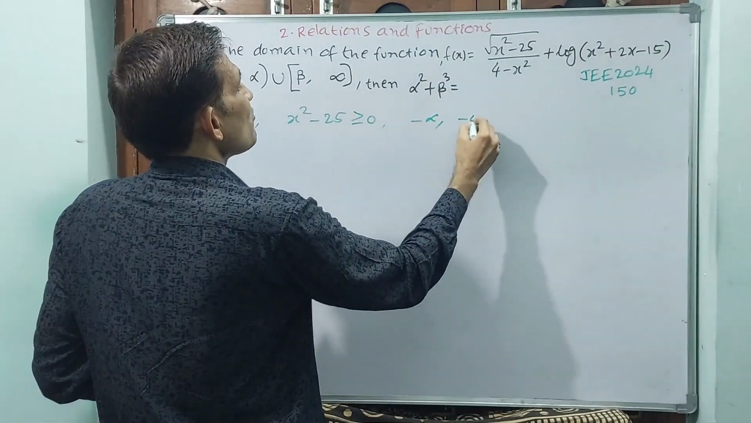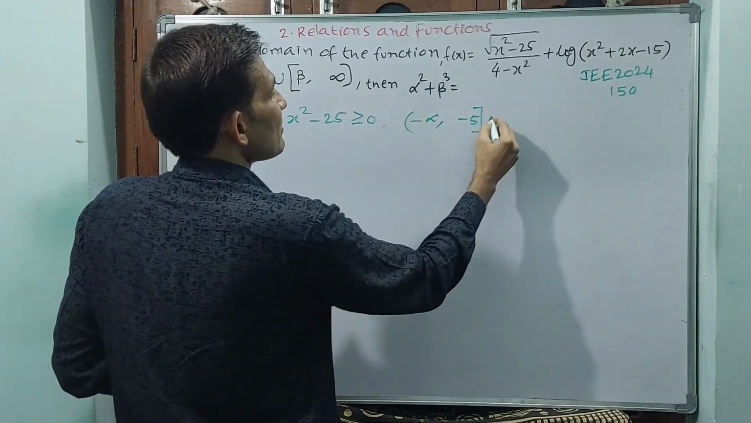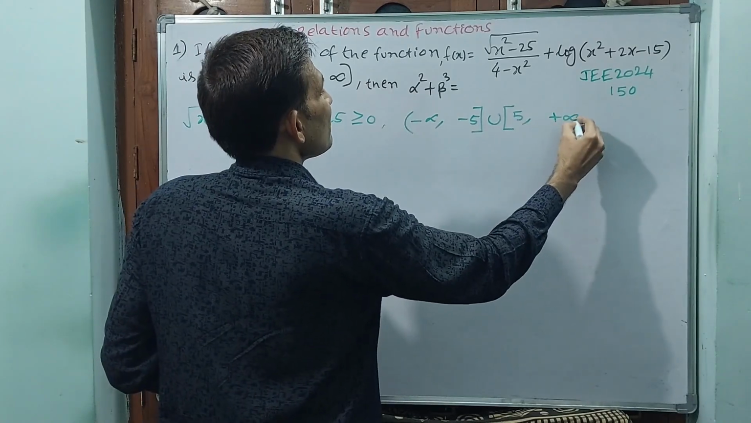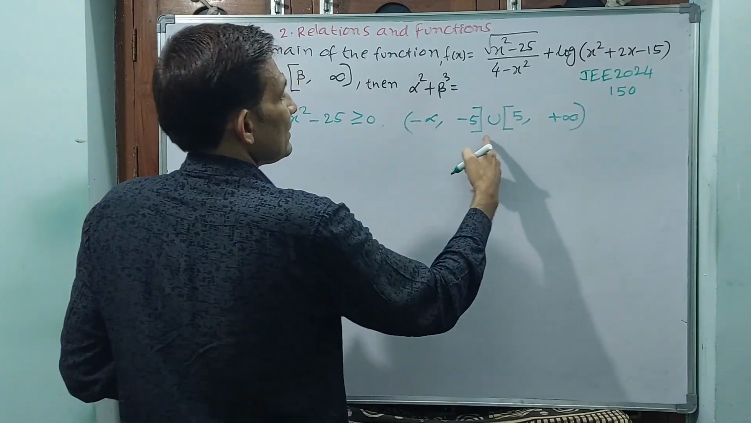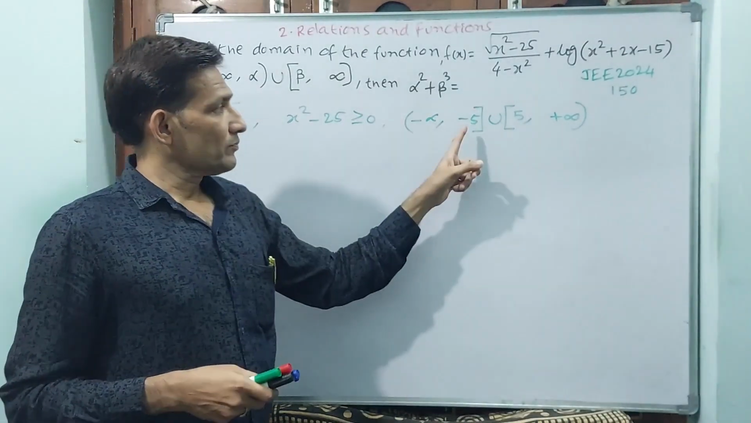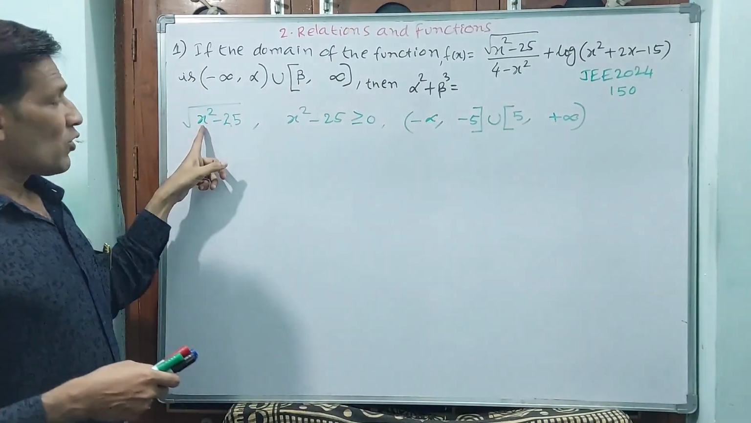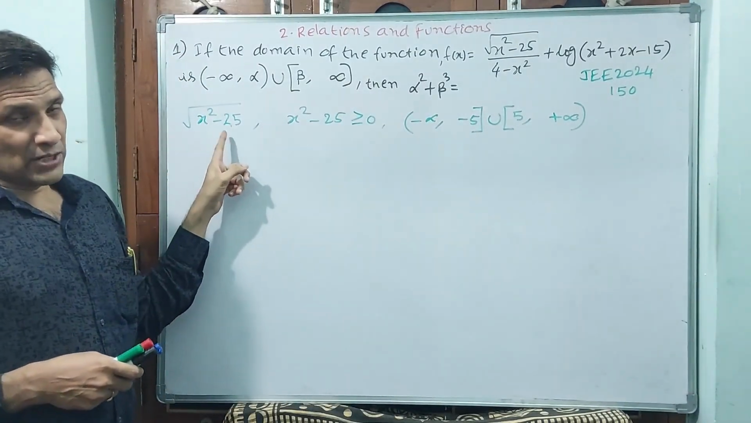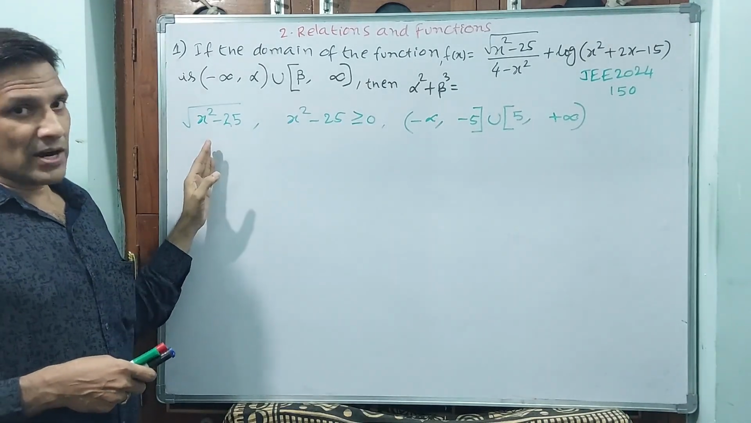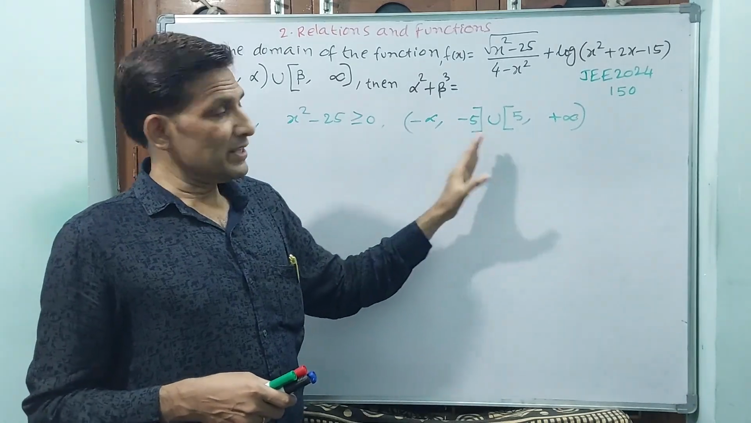Minus infinity to minus 5, closed interval, union, plus 5 to plus infinity, closed interval. So these two are closed intervals. Now, one thing I want to tell. In between minus 5 and plus 5, 0 is there. If we give 0, square is 0, and 0 minus 25 is minus 25. Minus 25 under root is a complex number, not a real number. That is why between minus 5 and 5 you should not give anything.